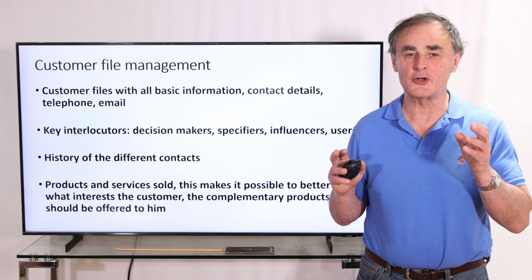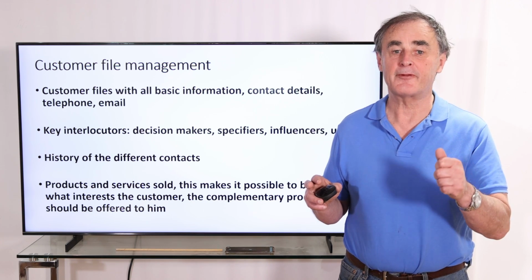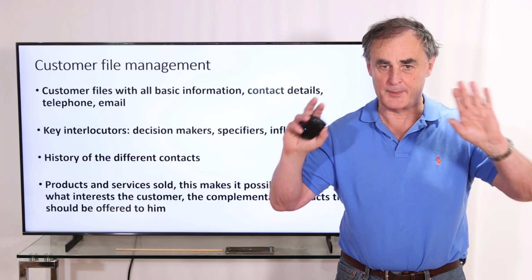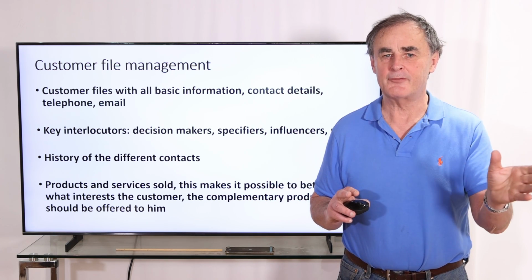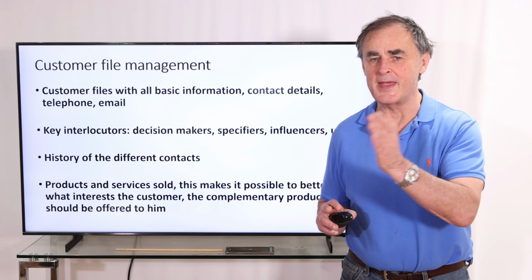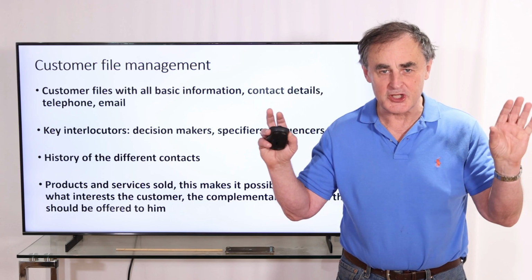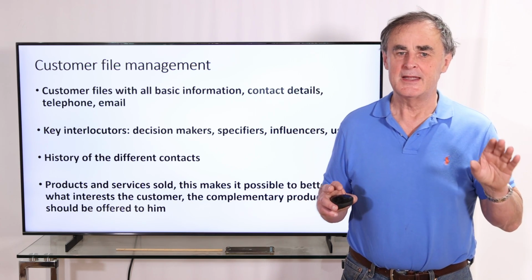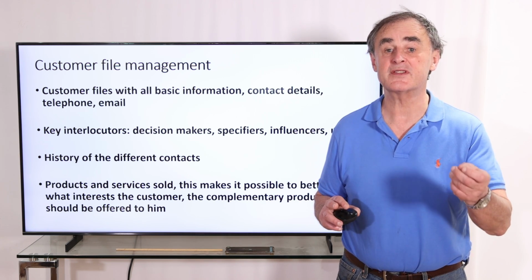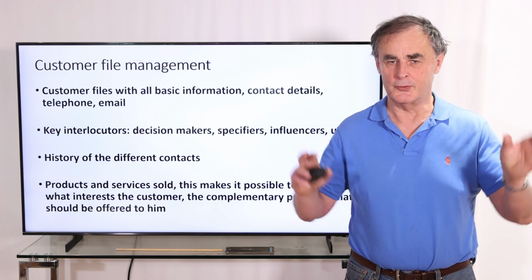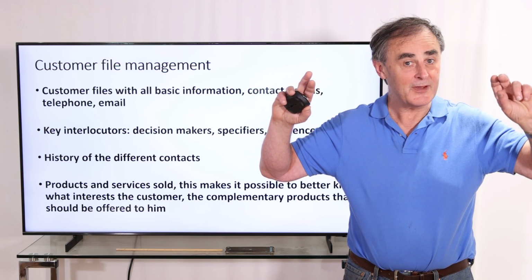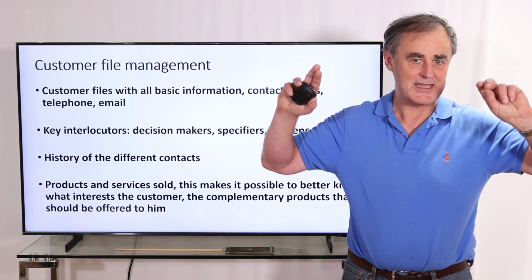First, customer file management. Customer files should have all the basic information first at the top of the page. That means the name of the company, the name of the person, the contact details, the telephone, the mail, and everything that doesn't change, or very rarely. You should also have all your key interlocutors: decision makers, specifiers, influencers, users. So we begin with what doesn't change, then with something which changes only rarely, but it can change.